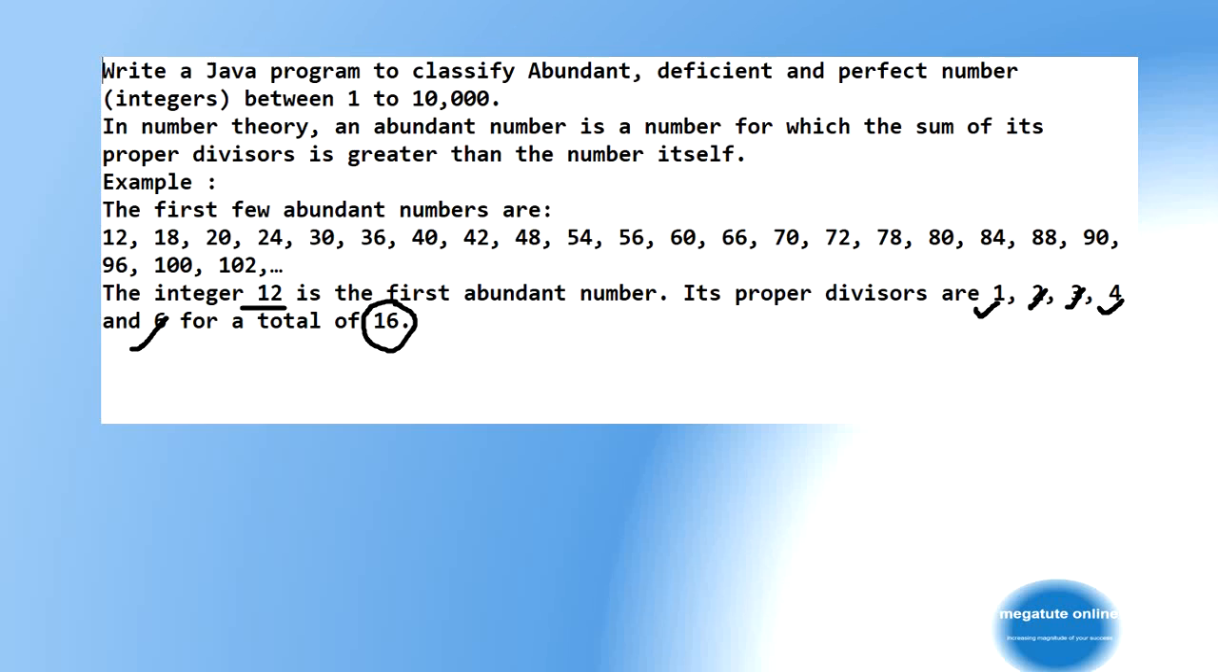And since 16 is more than 12, it's an abundant number. All right, abundant, going above the value of that number. So this is where we have to code it, right? Since here in this question they ask you to write a program to classify a number between 1 to 10,000. So that means we ask the user to give a number between this range.